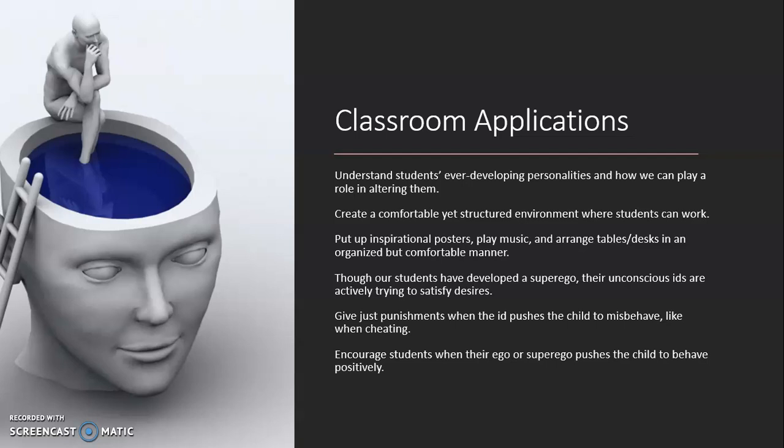And though our students have developed a superego by this stage in their life, their unconscious ids are actively trying to satisfy wanting desires. Lastly, it's important to give punishments when the id pushes the child to misbehave, like cheating for instance, and to encourage students when their ego or superego pushes the child to behave in a positive and respectful manner.